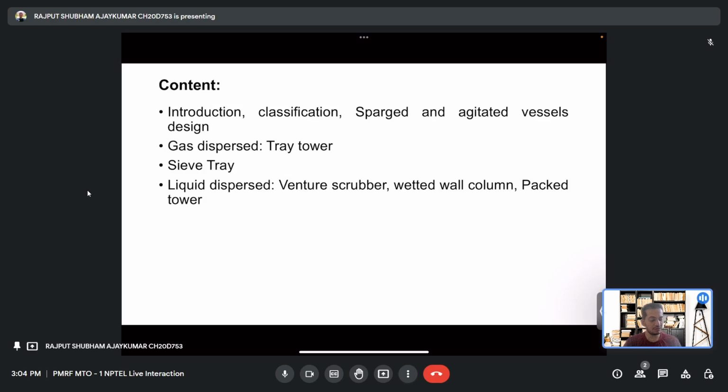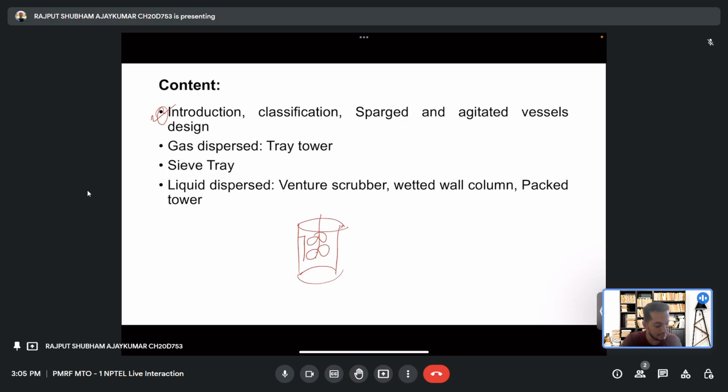Week 5, as per the content on the NPTEL portal, first involves the introduction and classification of sparged and agitated vessels. In this one also, there are different types, like rotors inside the reactors. Suppose I say this is a reactor and this is the furnace, or the baffles are there. There are different types of baffles, or the agitators, or the rotor blades.